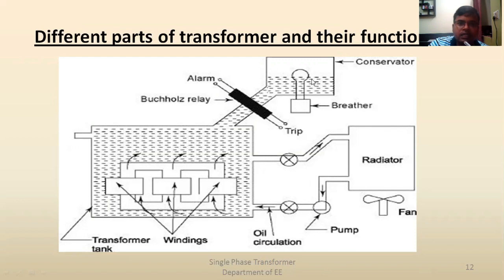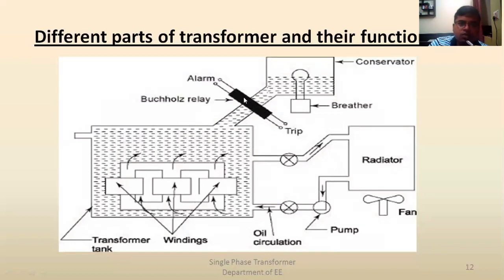Now see here. This is a very important thing. You should understand why it is used, right? This is the conservator tank. This is the breather used here. This is an alarm circuit, and it is inside the Buchholz relay. What is a Buchholz relay? A Buchholz relay is a protecting device, right? Whenever there is an incipient fault inside the transformer tank, it will first give an alarm to the control room, and even if nobody attends to this fault, it will trip automatically.